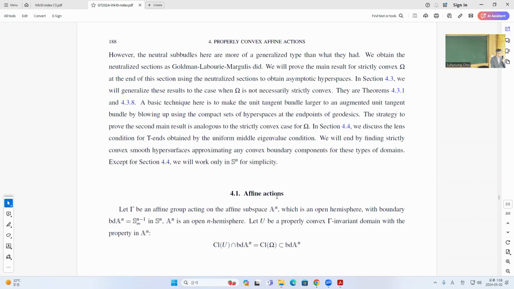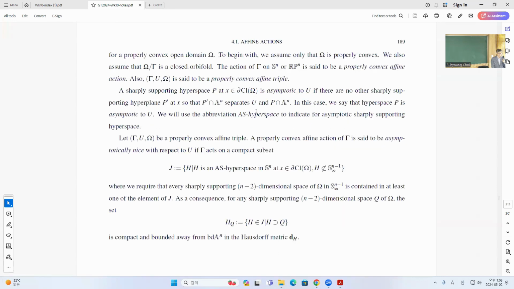Okay, so we'll first of all consider affine action. So we have some affine group acting on affine space. So we consider this as inside Sn with the boundary being some hypersphere. And the AN is an open hemisphere. So let U be some properly convex gamma invariant domain. And its closure intersect with BDN is some convex set like this. See it. Omega is a properly convex open domain.